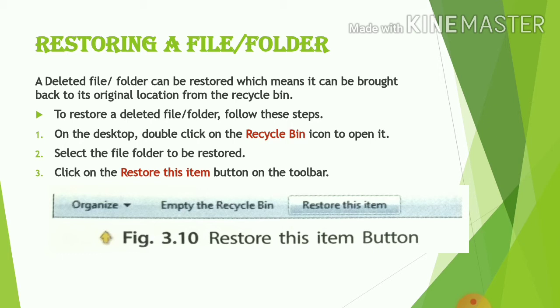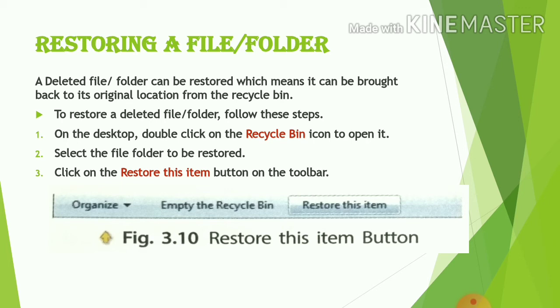Now let's see how to restore the deleted file and folder. To restore your deleted file and folder, you have to follow these steps. First step: on the desktop, you have to double click on the recycle bin icon to open it. It means आपके desktop पे recycle bin का option होता है, then you have to double click on it. Double click आप उस पर करेंगे, then your recycle bin will open and then select the file and folder to be restored.